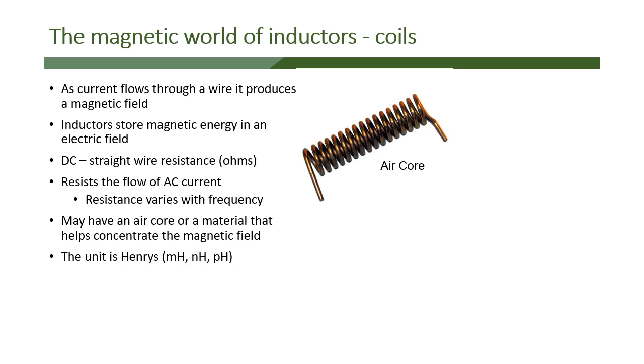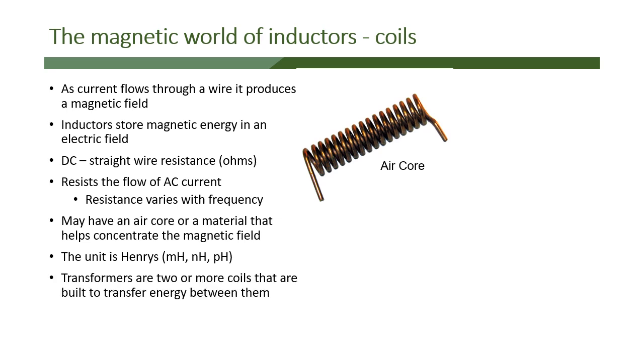The unit for inductance is called the henry, and it's millihenries, nanohenries, and picohenries. And a transformer, which we'll learn about in a little bit, is 2 or more coils that are built to transfer energy between them. Really, two inductors, 2 coils of wire, that are in proximity to each other. One has energy going through it, the other will have an induced current going through it. We'll learn more about that in a little bit.